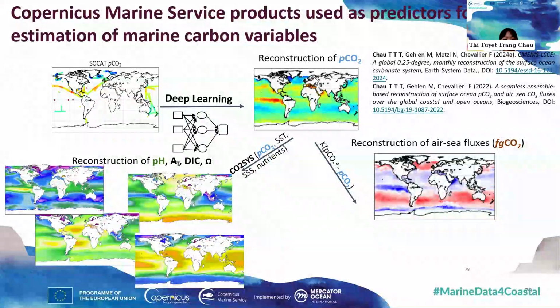Then the reconstructed pCO2 maps are used to derive the estimate of air-sea fluxes, which is the amount of CO2 exchanged between the air and the sea over the surface cell unit. In addition, pCO2 is one of the essential variables to estimate other marine carbon variables like pH, alkalinity, DIC, which is dissolved inorganic carbon, and omega, which is the saturation state with respect to calcium minerals.